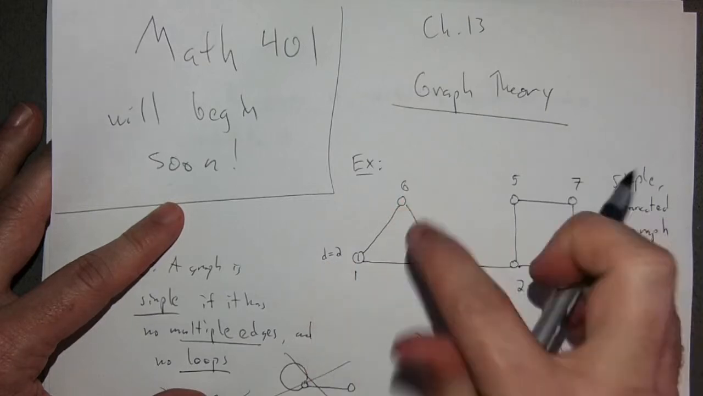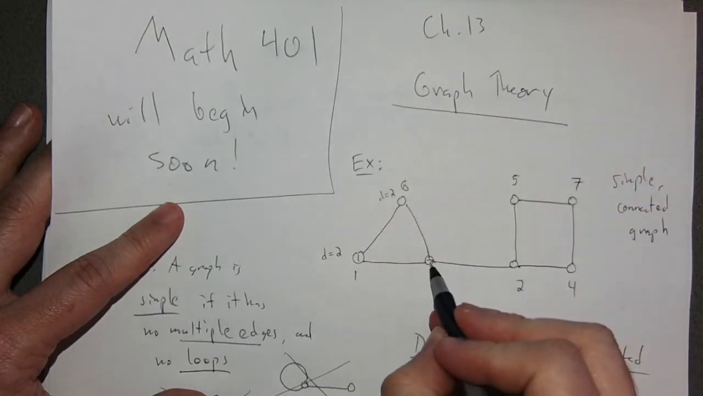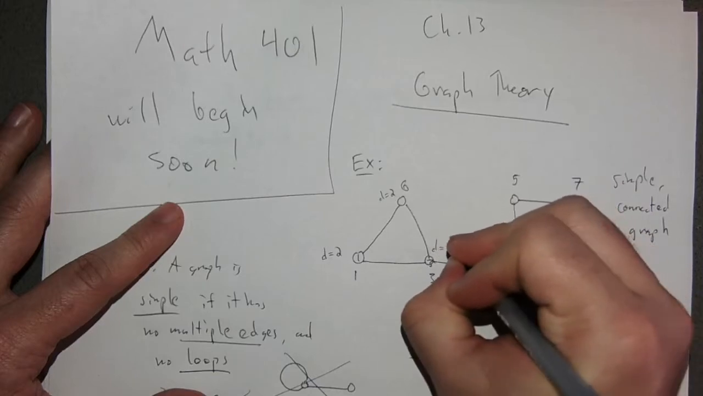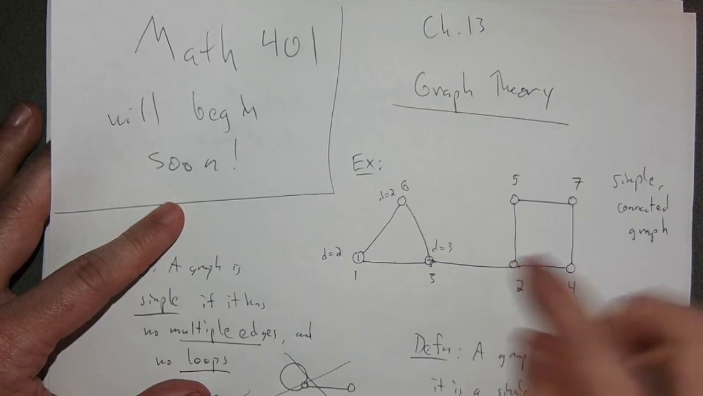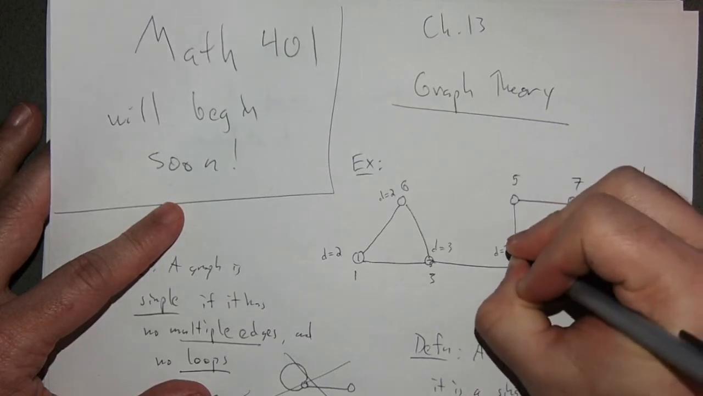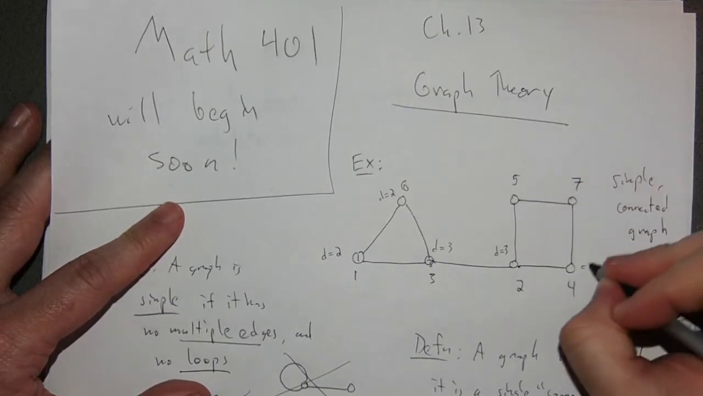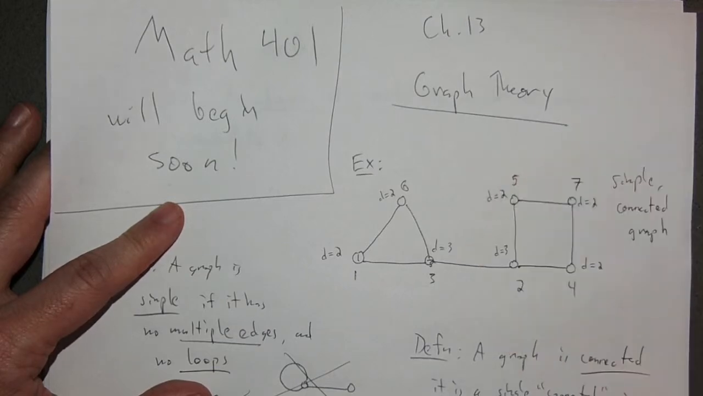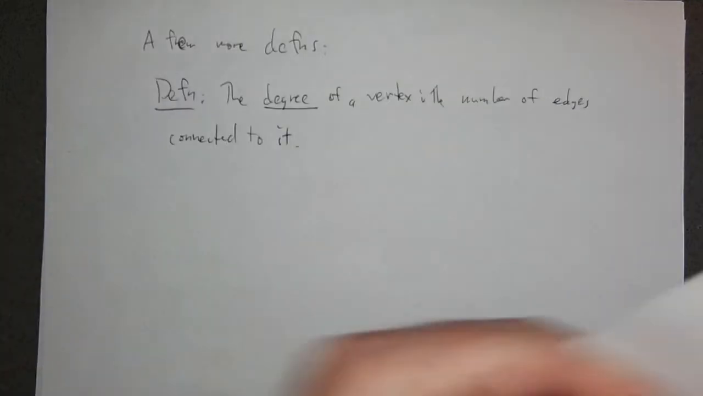What's the degree of this vertex? It's also 2. What's the degree of vertex 3? It is 3. There's 3 edges here. What's the degree of vertex 2? It's also 3. All right, there are 3 edges connected to it. And all of my other vertices have degree 2. Okay, so that's what degree of a vertex means.